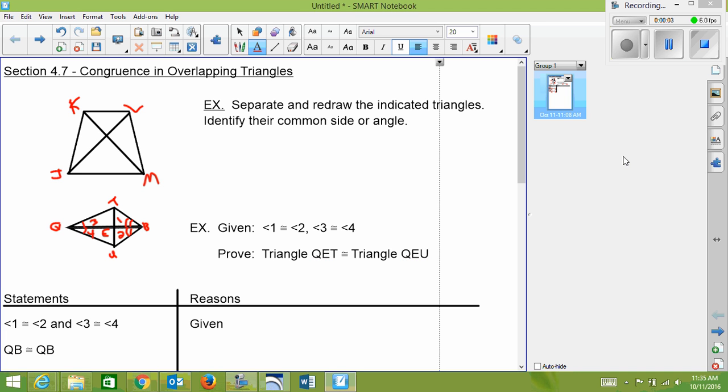Hello and welcome to section 4.7, which is on congruence in overlapping triangles.